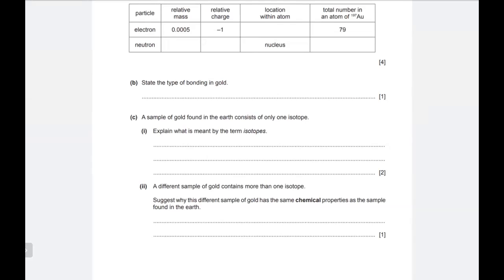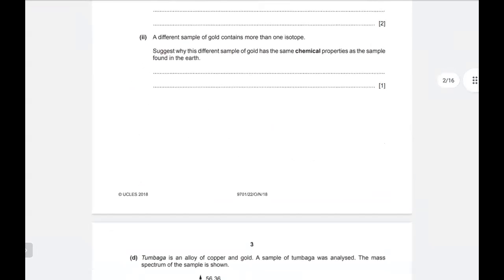Okay, a different sample of gold contains more than one isotope. Suggest why the different samples of gold have the same chemical properties. Chemical properties only depend on electrons, so we can say electronic configuration. They have the same electronic configuration, so the same number of electrons.